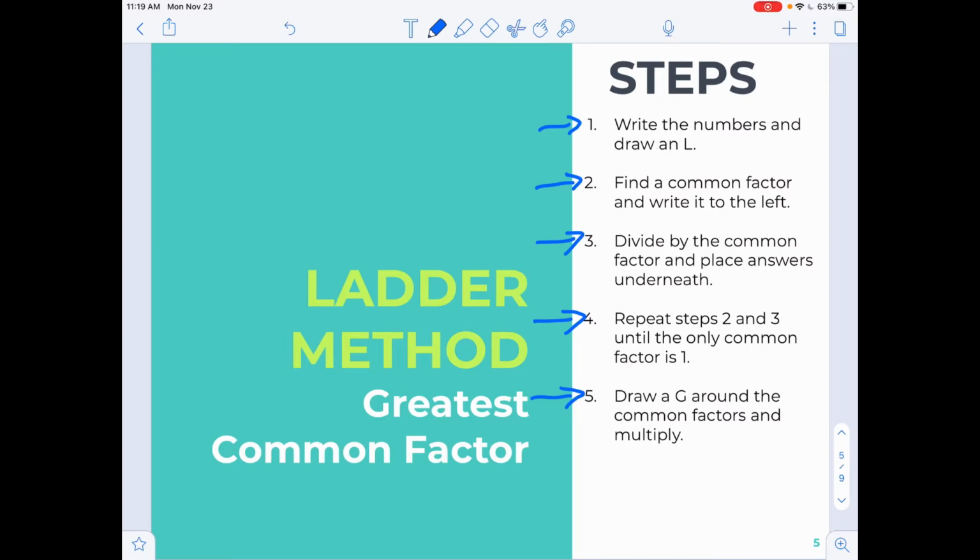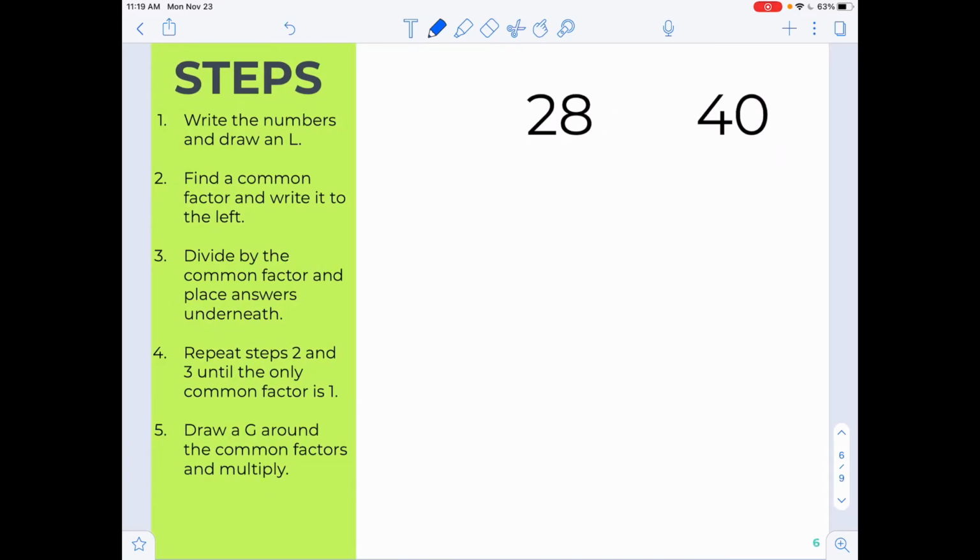Let me show you how this works. Let's say I'm trying to find the greatest common factor of 28 and 40. Step 1 says to write the numbers, and they're already written for me on my screen, and they're written in your notebook as well. And then draw an L. So I'm going to draw an L to frame my two numbers. Step 1 is done.